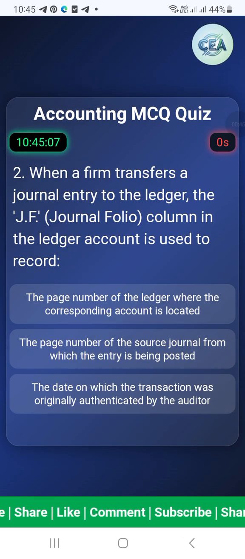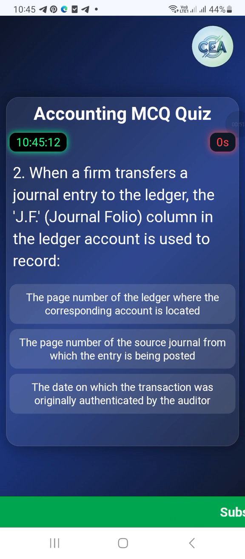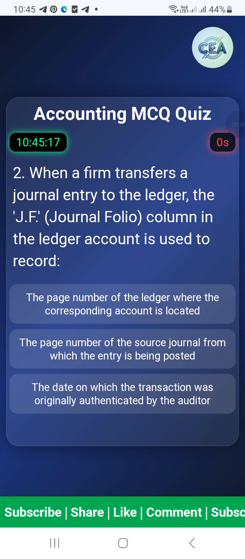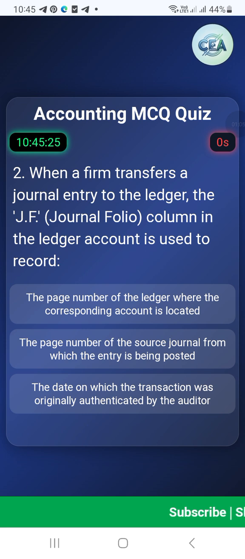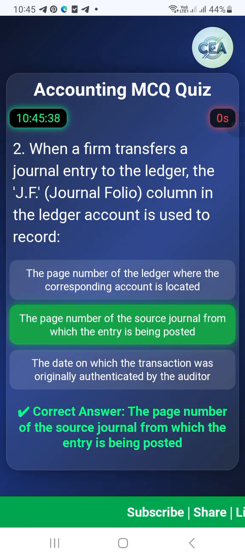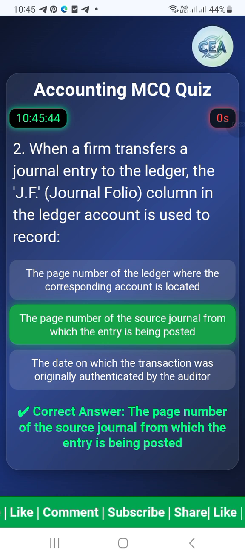2. When a firm transfers a journal entry to the ledger, the JF (journal folio) column in the ledger account is used to record: Option 1. The page number of the ledger where the corresponding account is located. Option 2. The page number of the source journal from which the entry is being posted. Option 3. The date on which the transaction was originally authenticated by the auditor. Correct answer is: the page number of the source journal from which the entry is being posted.